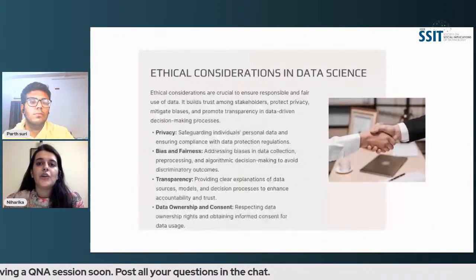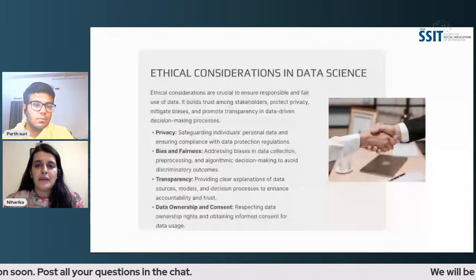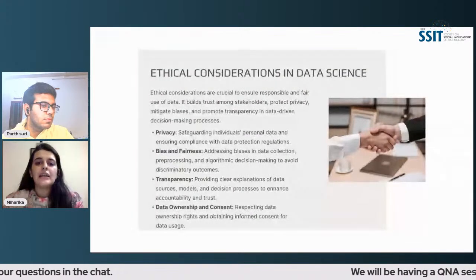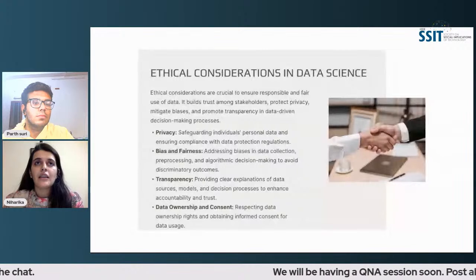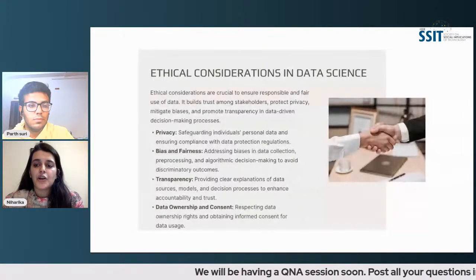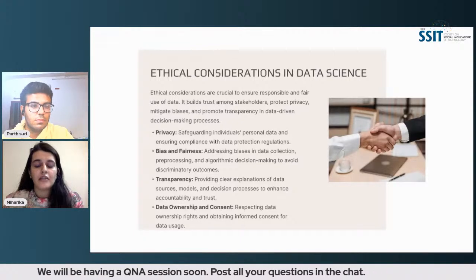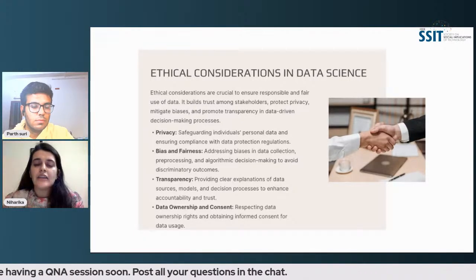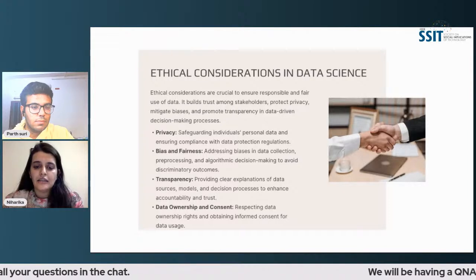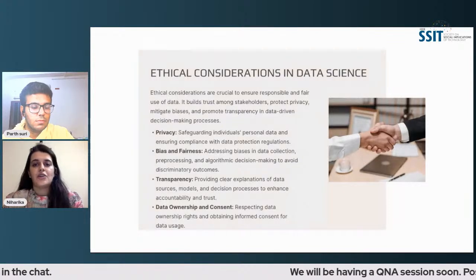Next is that your data should not be biased. It should not target any particular group, or be biased towards any particular group of individuals. Otherwise, it will lead to inaccurate insights and wrong predictions if your data is not unbiased or fair.